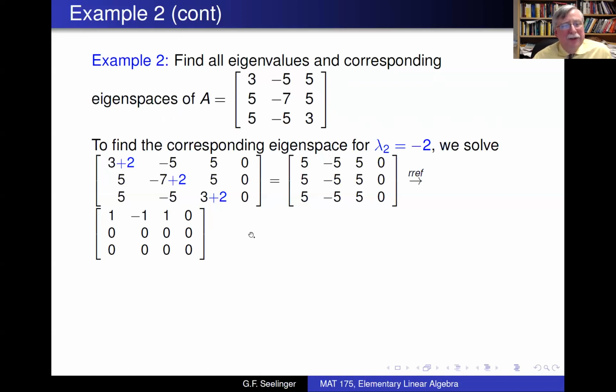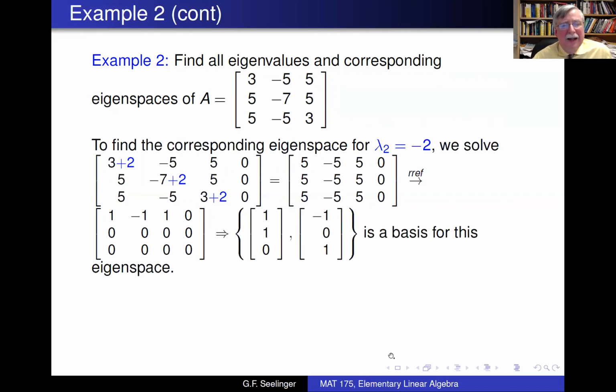And so what I can do is think of X3 as T, X2 as S. I go ahead and solve it. X1 is going to be S minus T, so I can take the coefficients of S in one vector, the coefficients of T in the other. And this is a basis for this eigenspace. Because of the way we solve for null spaces, we naturally get a basis for the null space. And so what I've got is a two-dimensional eigenspace here.